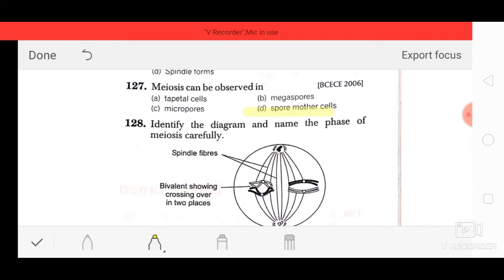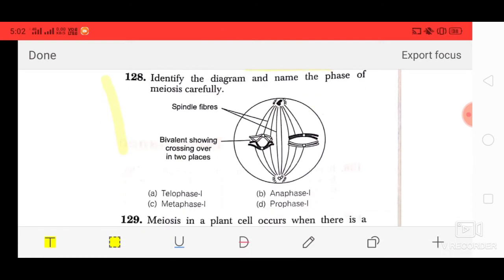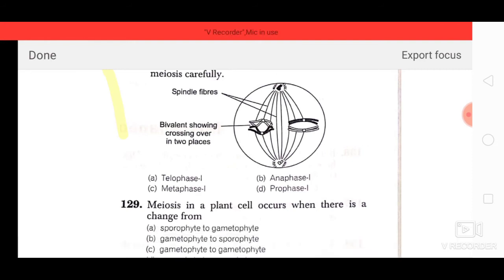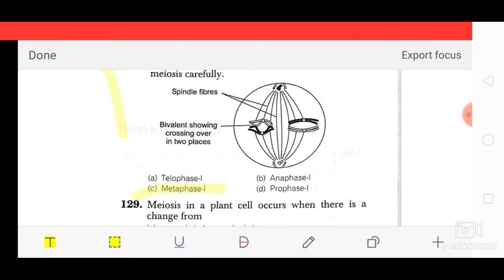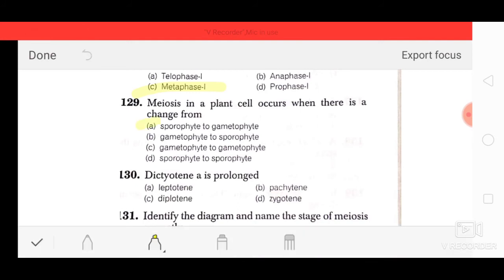Now the next question is identify the diagram and name the phase of meiosis carefully. मीन्स यहाँ पे हमको डायग्राम के थ्रू हमको बताना है कि कौन सा फेज है. So this diagram depicts the phase of metaphase 1, that is option number C. Next is meiosis in a plant cell occurs when there is a change from A sporophyte to gametophyte, B gametophyte to sporophyte, C gametophyte to gametophyte, and D is sporophyte to sporophyte. And the correct answer of this question is option number A, that is sporophyte to gametophyte.